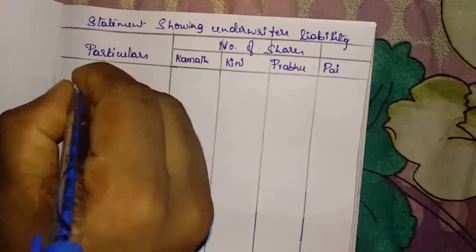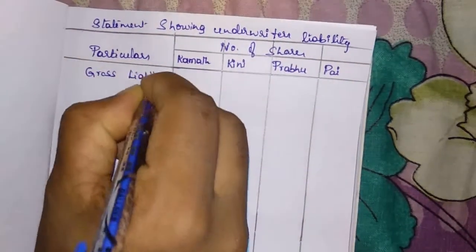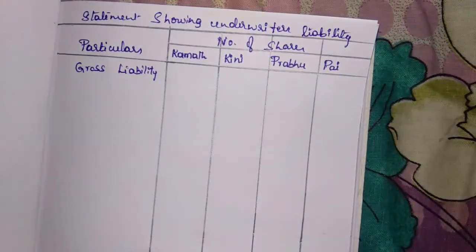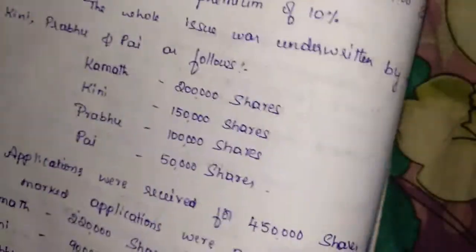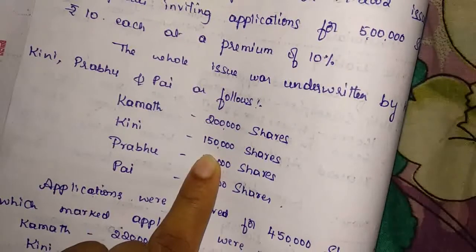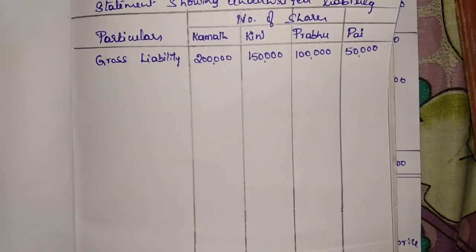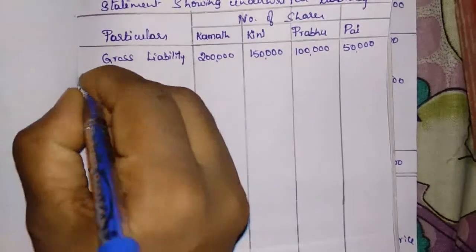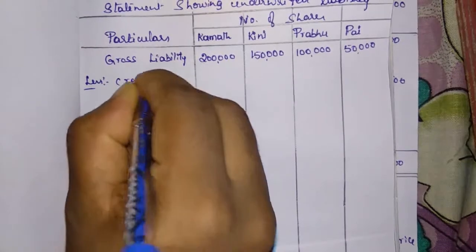The statement is ready. First you have to write the gross liability of each underwriter. So what are the shares agreed to be taken up by these underwriters? That is Kamath 2 lakh shares, Kini 1,50,000 shares, Prabhu 1 lakh shares and Pai 50,000 shares. So these are the gross liability. From this we have to deduct what? Less credit for unmarked applications.